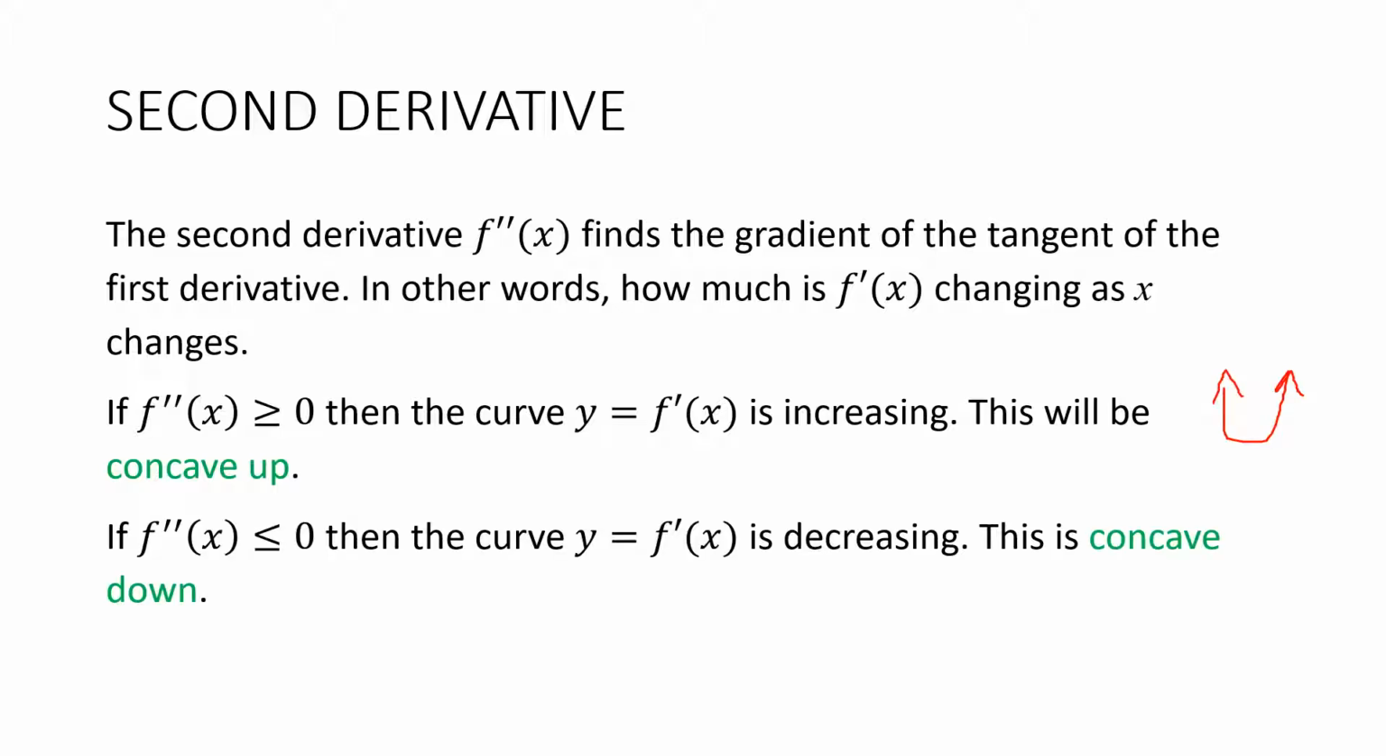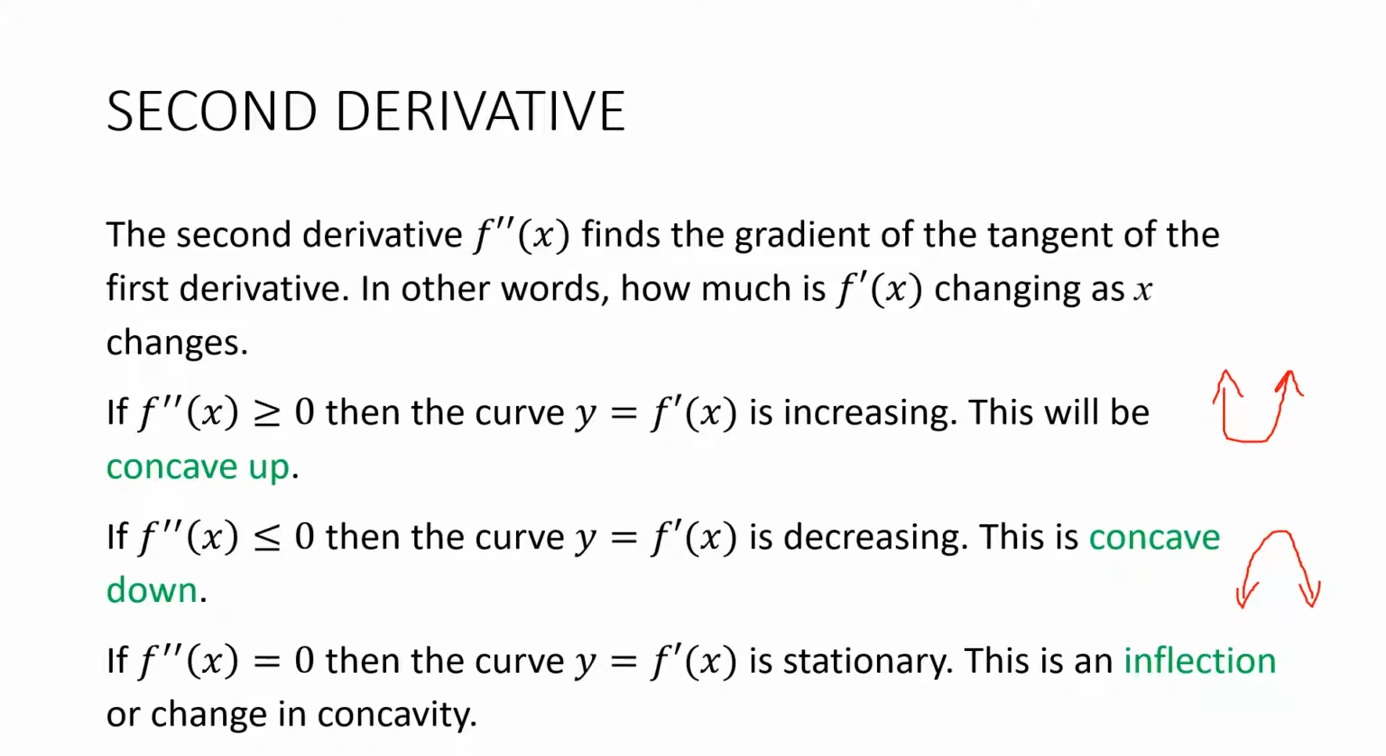If the second derivative is less than or equal to 0, then the curve y equals f dashed of x is decreasing. And that means the original curve is going to look like this. It's going to be concave down. And then finally, if the second derivative is equal to 0, then the curve of the first derivative must be stationary. And this is called an inflection or a change in concavity. So it's going from concave down to concave up or the other way around.